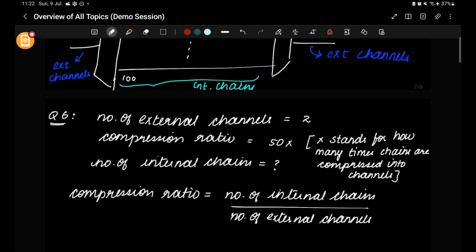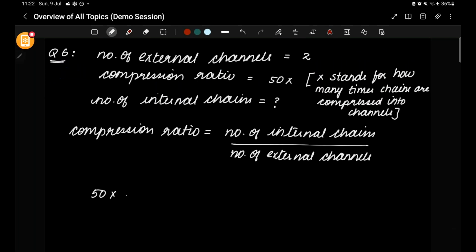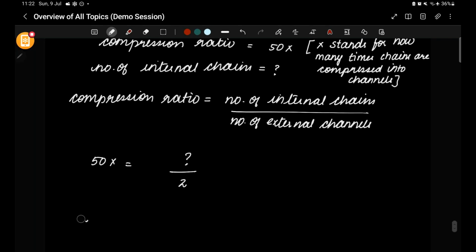Yes, correct, Arunadipti. And Pujita, your answer is also correct. So here the compression ratio is 50x, the number of internal chains we do not know, and the number of external channels is 2. So this question mark is nothing but the number of internal chains, which is equal to 50 into 2, which is equal to 100. So 100 internal chains.